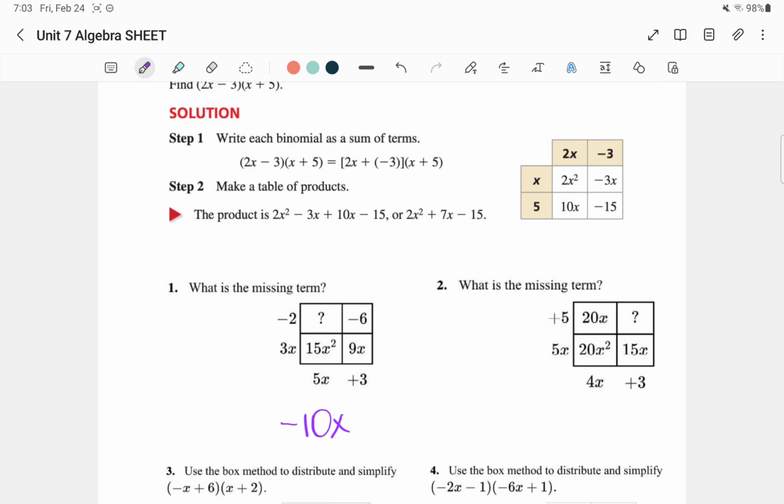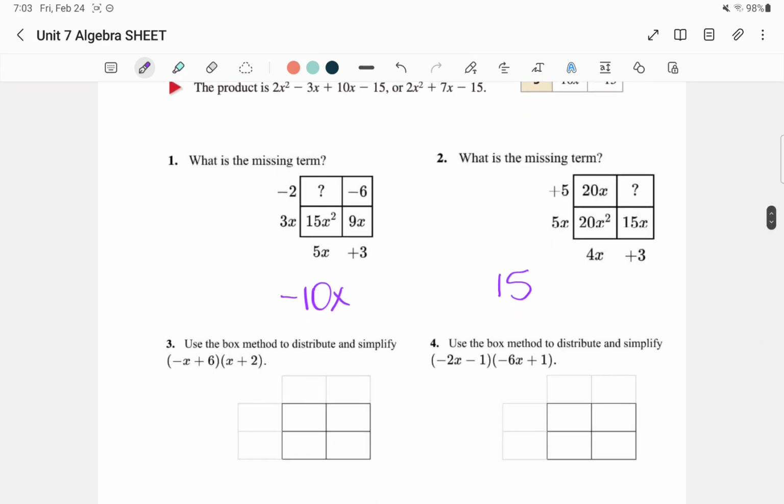So for number 2, 5x times 4x is 20x squared. 5x times +3 is 15x. So what goes in this box right here? You can go ahead and pause the video and try it yourself. All right, and hopefully you said that the answer was 15. 5 times 3 is 15, so that's what goes in the box.